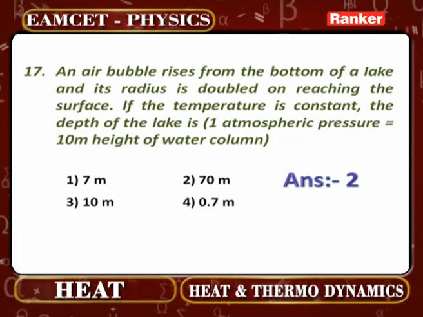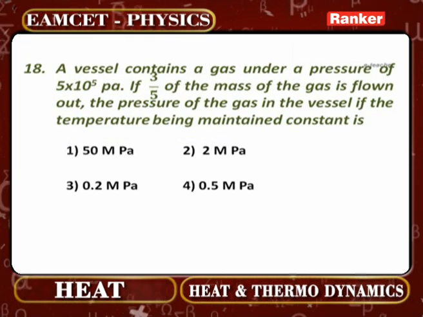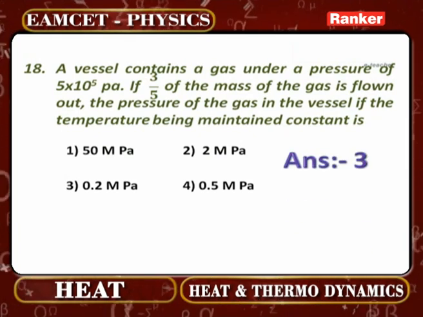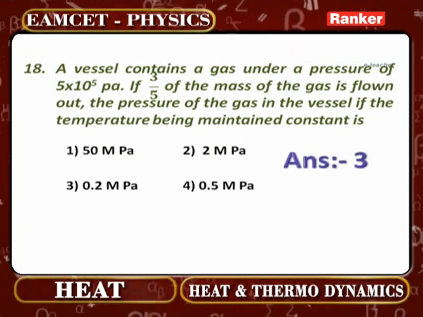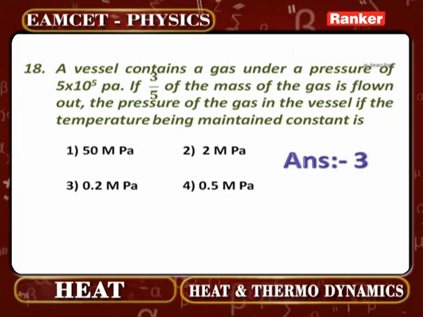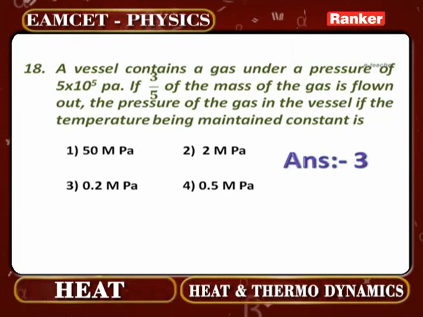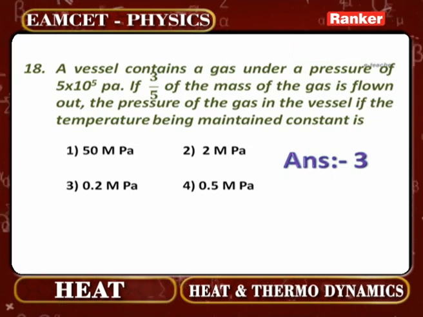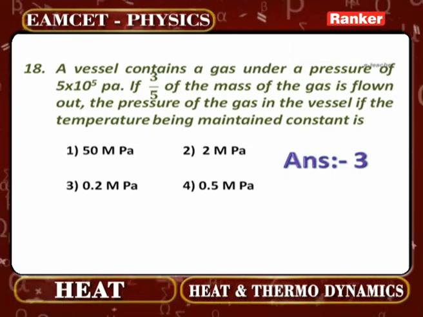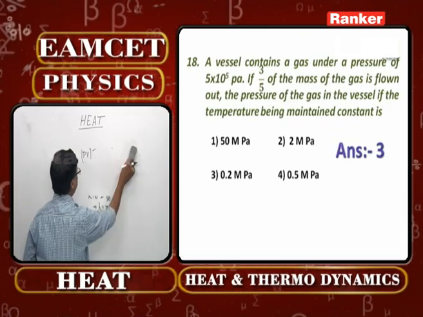Look at that next problem. Problem number 18 now. A vessel contains a gas under a pressure of 5 into 10 power 5 Pascal. If 3/5 of the mass of the gas is flown out, be careful in the wording. 3/5 has gone out of the vessel means how much is remaining? Only 2/5 is remaining. According to that only, you will be having the corresponding pressure now.